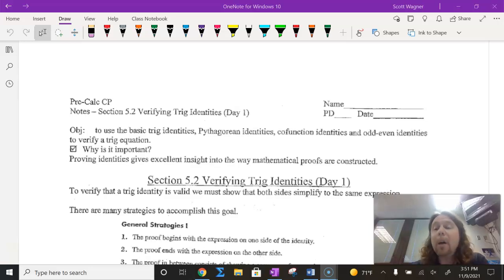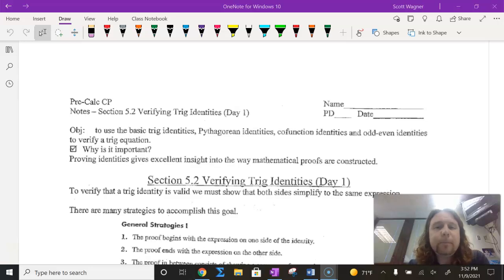Verifying trig identities. A couple of things that might help you out before you get started: not only make sure you have a place to take your notes and follow along, and that you're in a good frame of mind, but also have your trig identity sheet, the formula sheet you got in class, handy. It might be really helpful as we go through and solve some of these. If you want to take a moment, pause and get yourself squared away with all that stuff, it might be a really good idea.